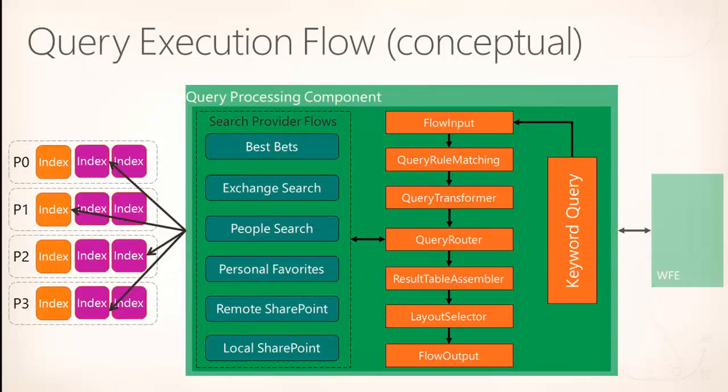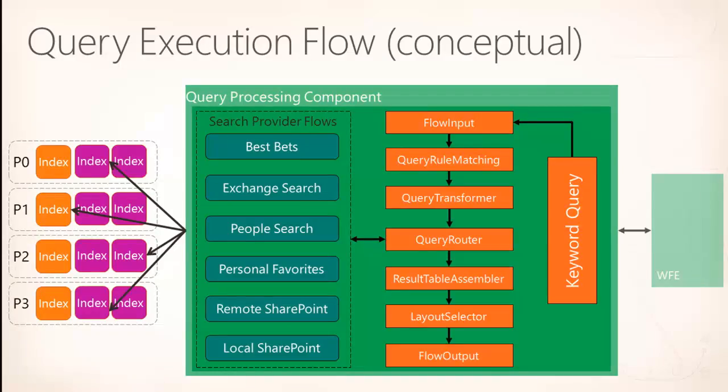Looking a little bit more into conceptual execution flow of the query. So this could be the keyword query flow, trying to analyze the flow input. First thing we do is to try to do query rule mapping, and we will come back to query rules in the next slide. Then, of course, we can do query modifications. Transform your query if we think that you should transform it, for instance, through substitution by dictionaries and synonyms.